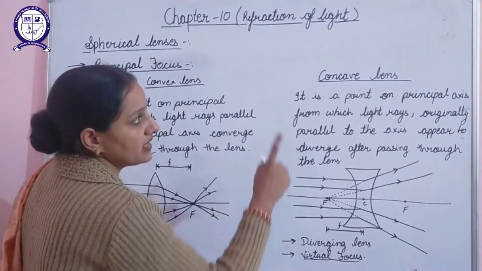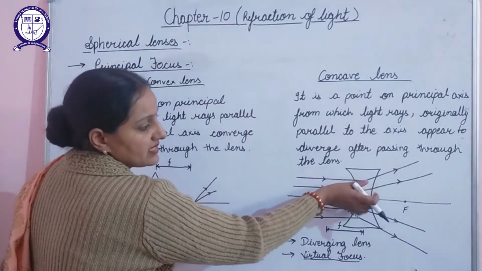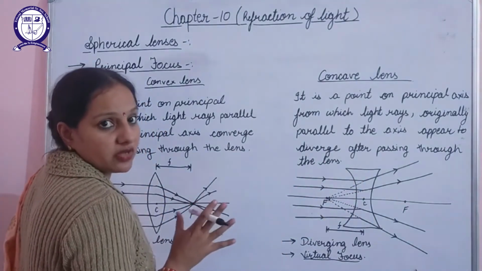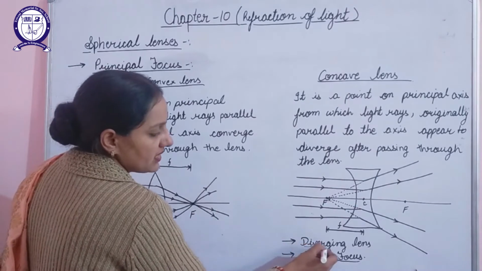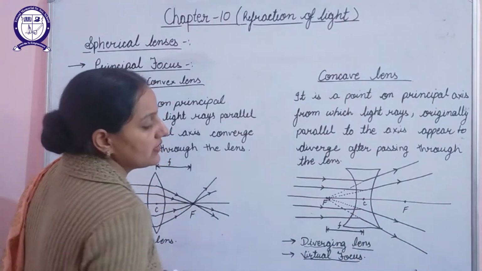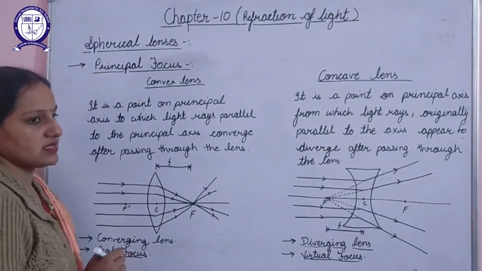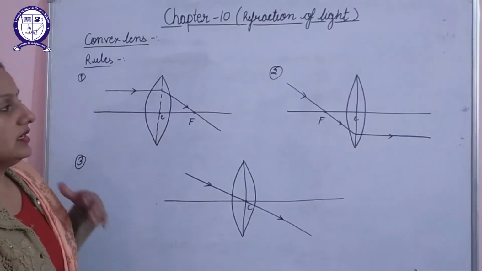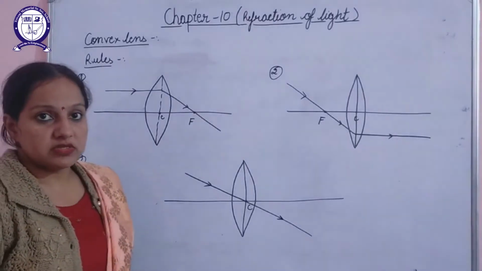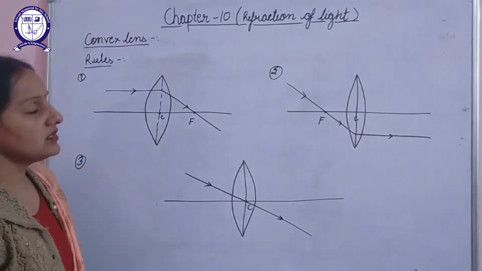If we talk about the nature of a concave lens, as it diverges the rays of light which are falling on it, its nature is diverging. So we can say that a concave lens is a diverging lens. Next, we'll discuss the rules for the formation of image in a convex lens.